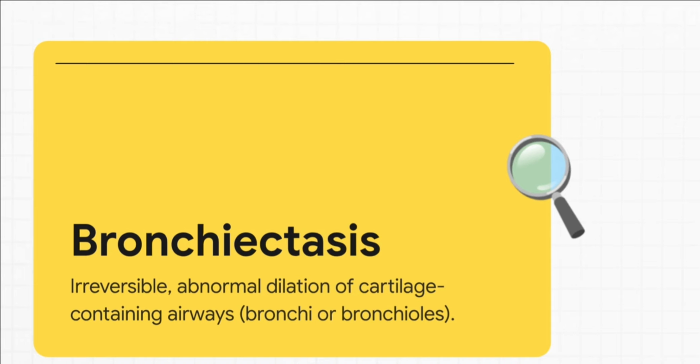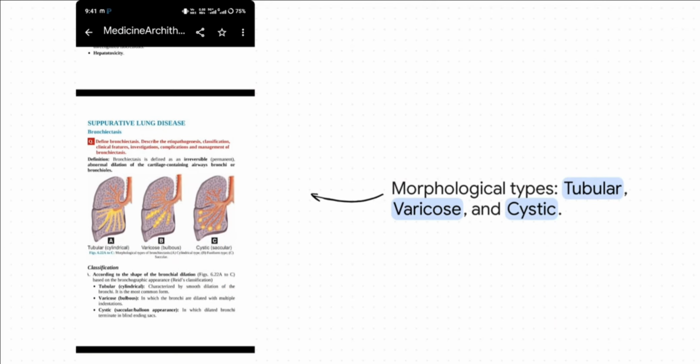We aren't just talking about a temporary bout of inflammation like you might see in acute bronchitis. No, this is a permanent architectural change in the lungs. It's an actual destruction of the muscle and elastic tissue that usually gives our airway walls their structural integrity. Based on what's known as Reed's classification, this structural damage basically takes three distinct shapes.